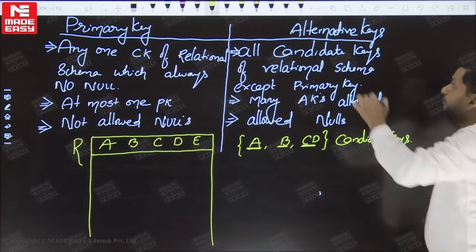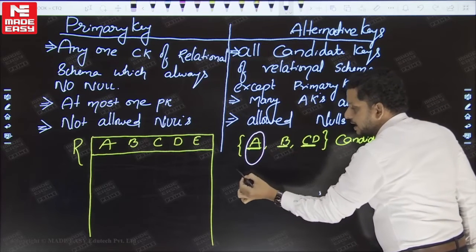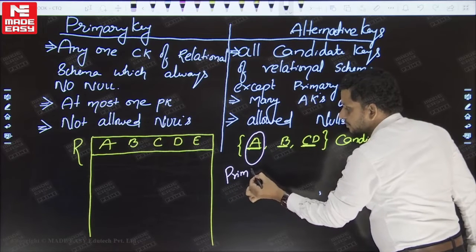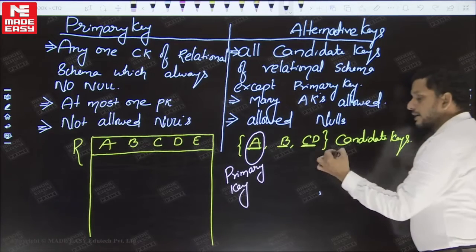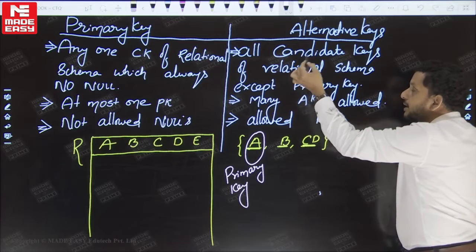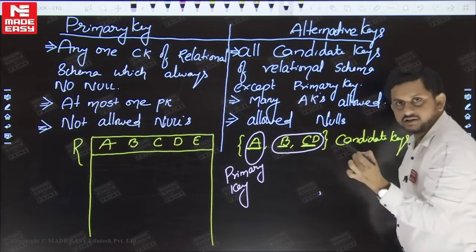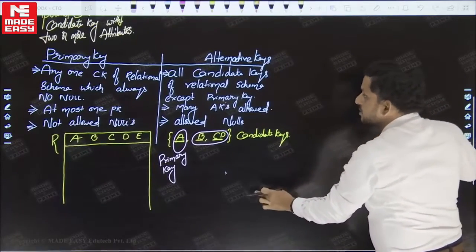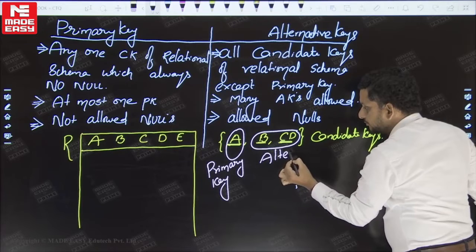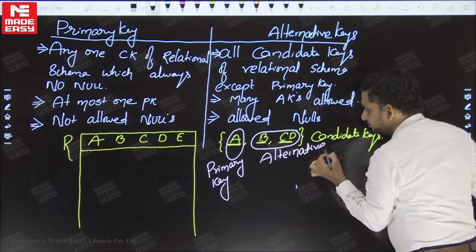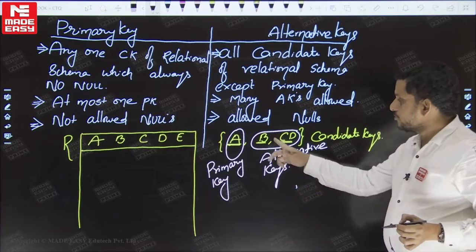As we discussed before, one of the candidate keys can be assigned as primary key. Assume A is assigned as primary key. Then all the remaining candidate keys, except the primary key, become alternative keys. Got it? So these all become alternative keys, where the primary key field does not allow null, and alternative key fields are allowed null.